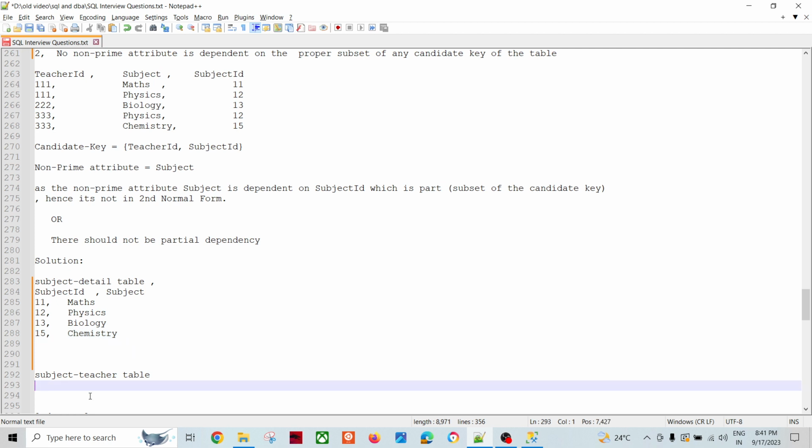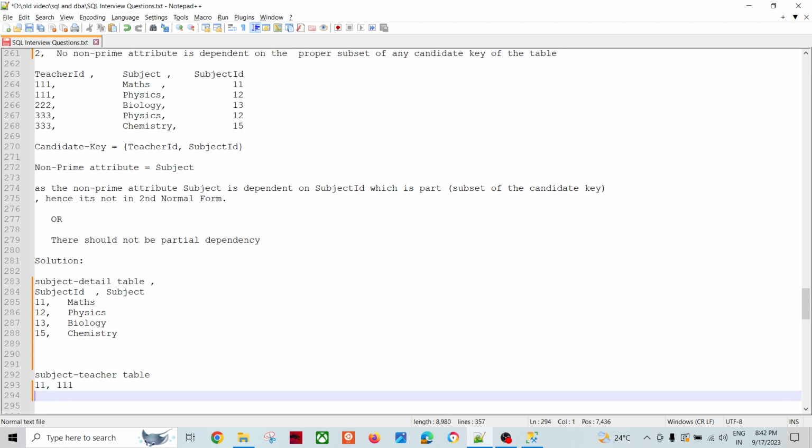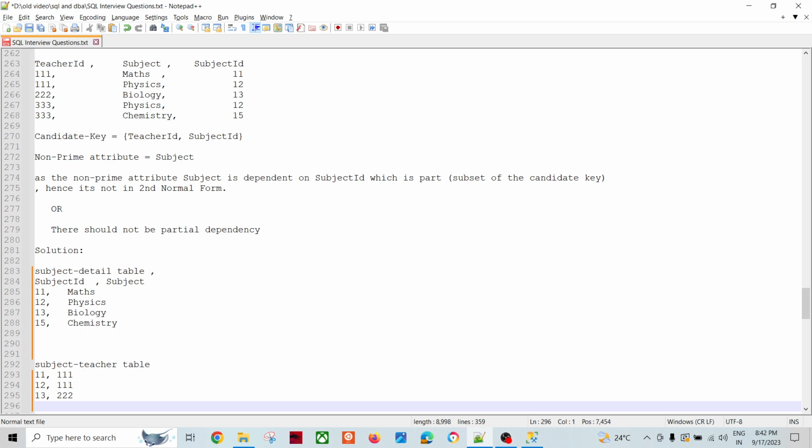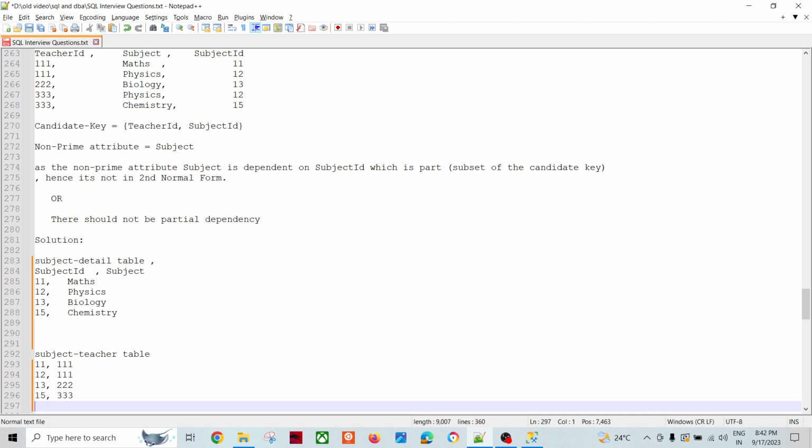And what is the subject teacher table? Subject teacher has teacher ID and subject ID. 11 is taught by 111. 12 is taught by again 111. 13 is taught by 222. 15 is taught by 333. So we have all the details: 111, 222, and 333.